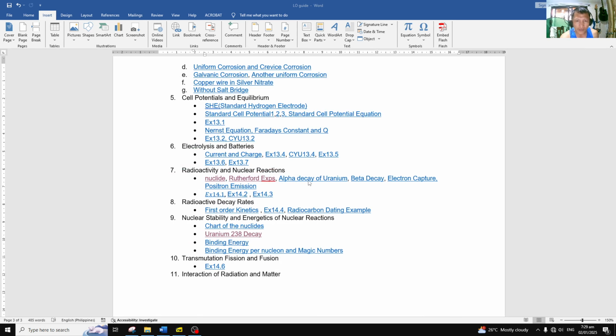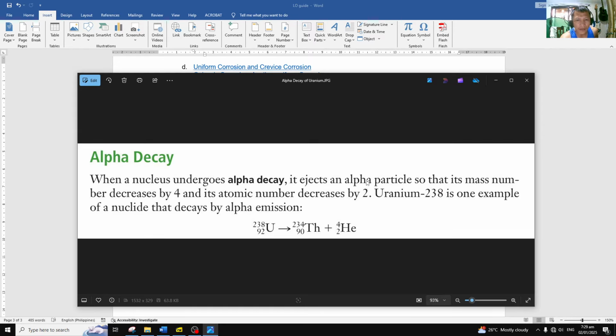Okay, and then you have your alpha decay. So alpha decay was first studied with uranium. So you have your alpha decay with uranium. This is your alpha particle, your helium-4. When a nucleus undergoes an alpha decay, it ejects an alpha particle, so that its mass number decreases by 4.